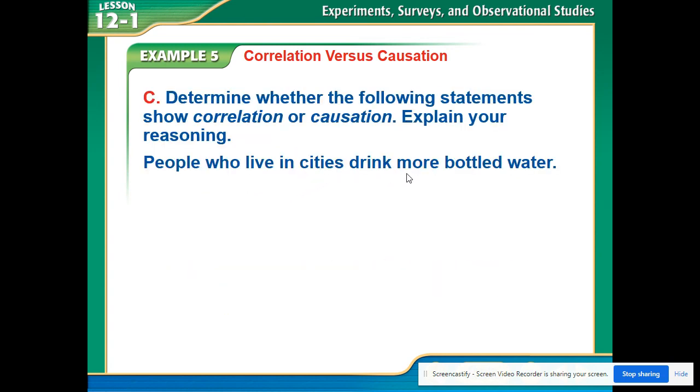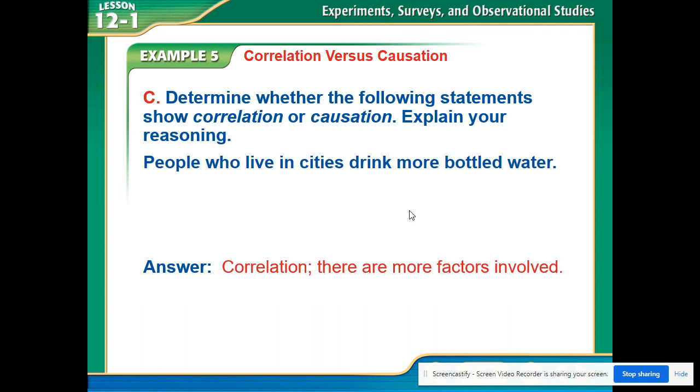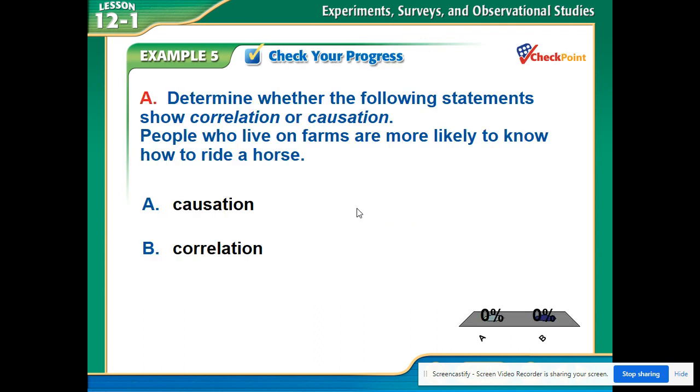People who live in cities drink more bottled water. Because you live in a city, do you have to drink more bottled water? I don't think so. Because you live in a city, it does not mean you have to. This is a correlation. People who live on farms are more likely to know how to ride a horse. Again, a correlation. You don't have to ride a horse if you live on a farm. I know there's plenty of people in Grand Park that have never ridden a horse.